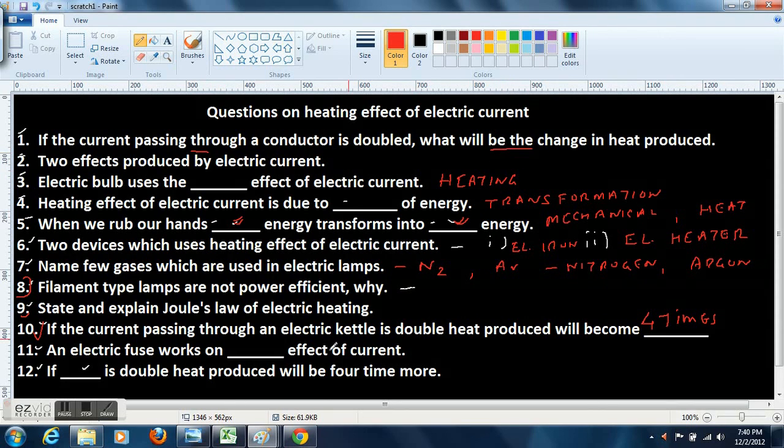Question number 11. An electric fuse works on heating effect of current, because when the fuse gets heated, it has a low melting point and it melts and disconnects the circuit. Question number 12. If current is doubled, heat produced will become 4 times more. This is again we discussed in question number 1 and question number 10.